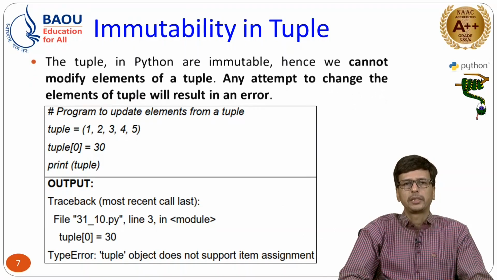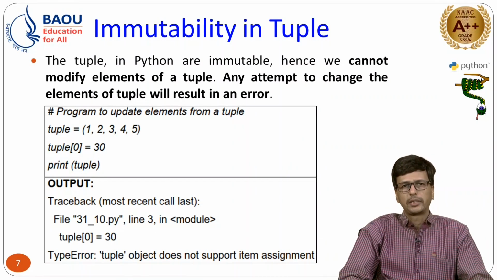Then immutability in the tuple. As we have already discussed, a list is mutable, which means once you create the list, you can change it afterwards. But in the case of a tuple, once you create it, it cannot be changed. Whatever elements you have included remain the same throughout the program.